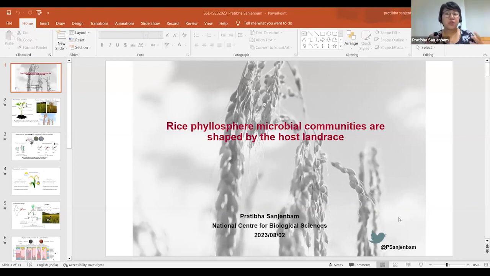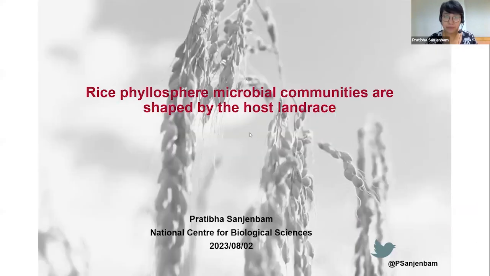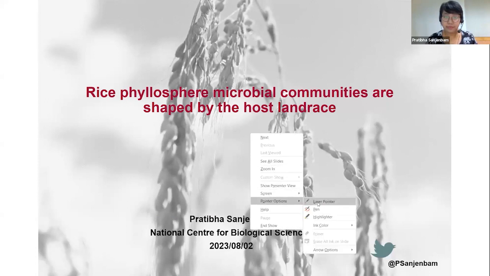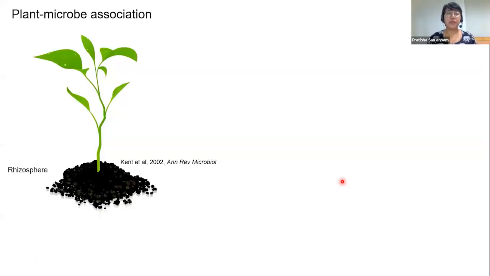We all know that most eukaryotes harbor diverse and numerous microbes in their bodies, and this serves as a good model system to understand the ecology and evolution of microbial communities. Sorry for the technical glitch. But in today's talk, I will be specifically focused on plant microbe association.